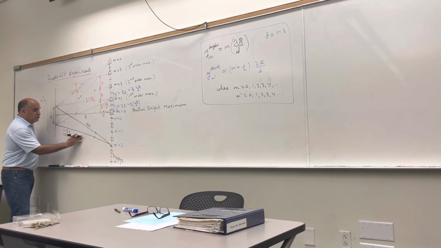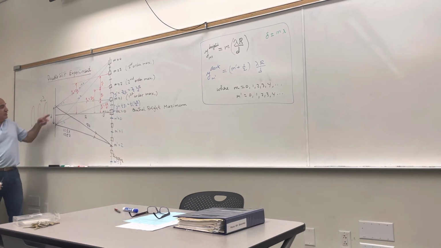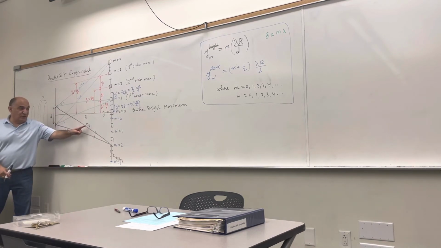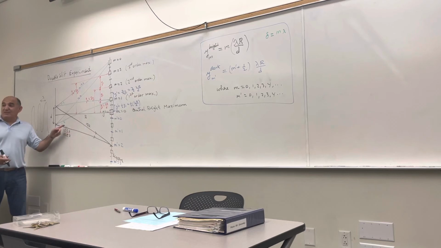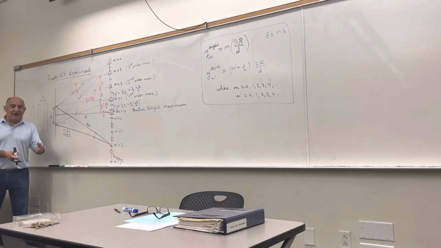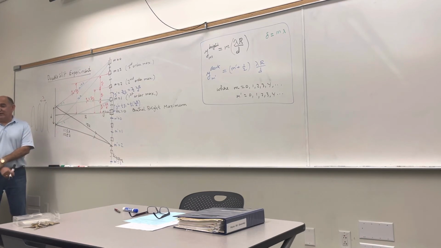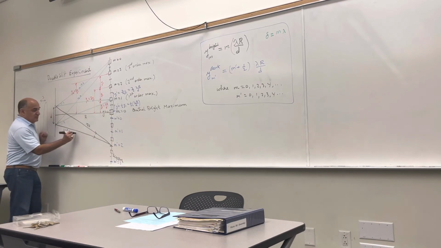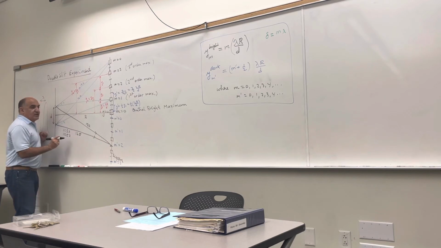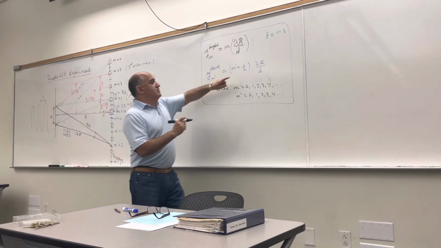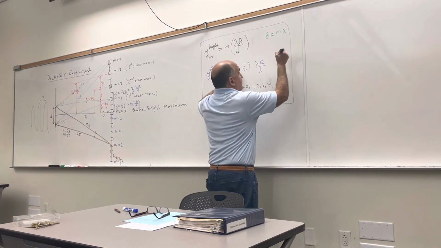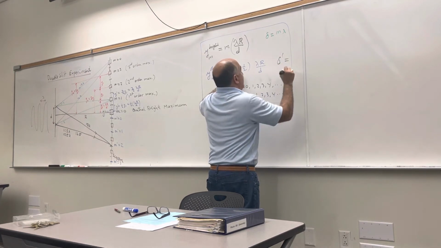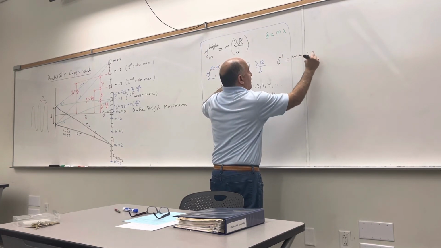Now look at the picture. Which of these two distances is longer? The top one, right? So if that's 13, the other one has to be the shorter one of these two. So then this has to be 10.5, because the path length difference for the dark spots, I don't know if you want to call it delta prime, would have to be m plus a half lambda.